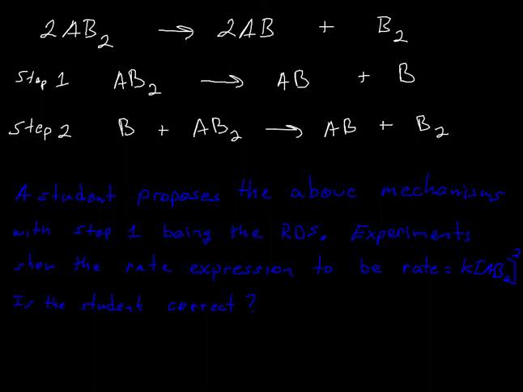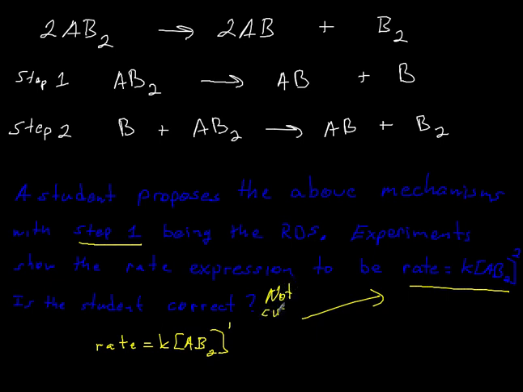If you look at step 1 being the proposed rate determining step, you should say that the rate should be equal to K AB2 without a power here. This would be to the first power here versus second. So comparing that to the experimental rate, that does not support the student's proposed mechanism and rate determining step. And so you would say the student is not correct. Okay? And it can go a lot further.